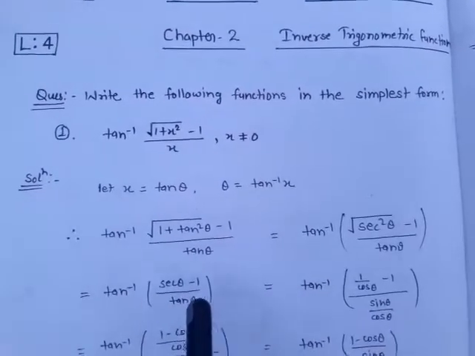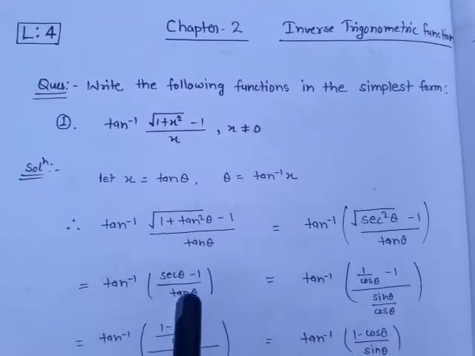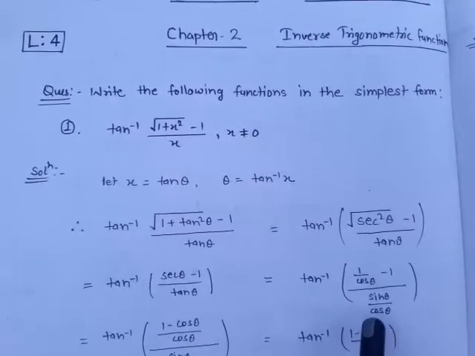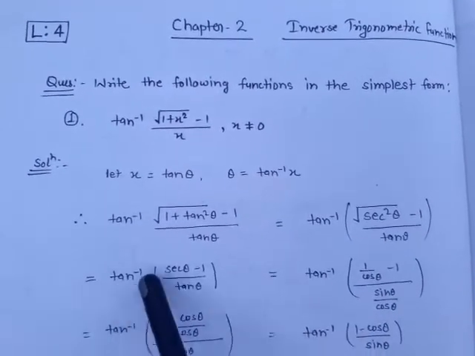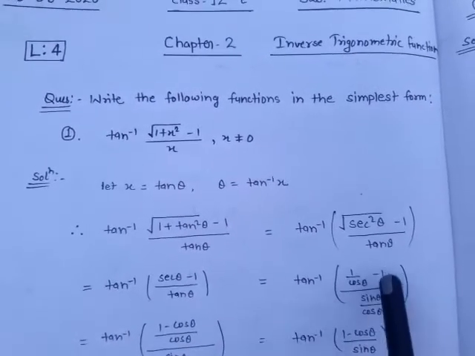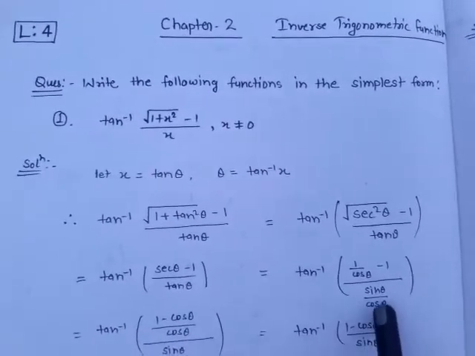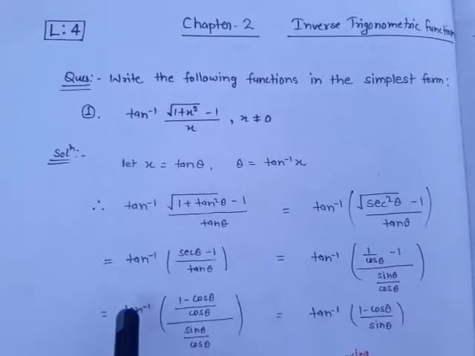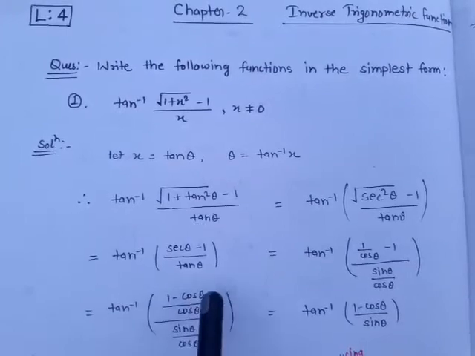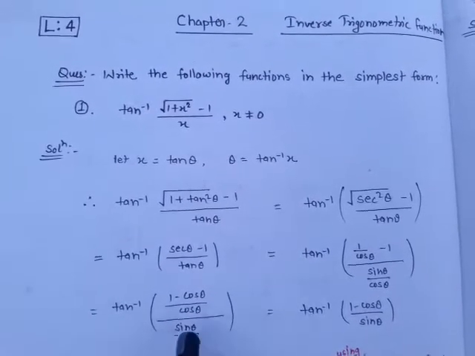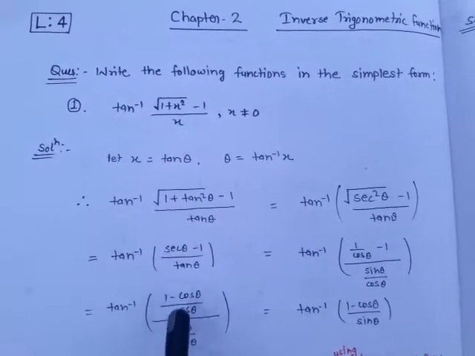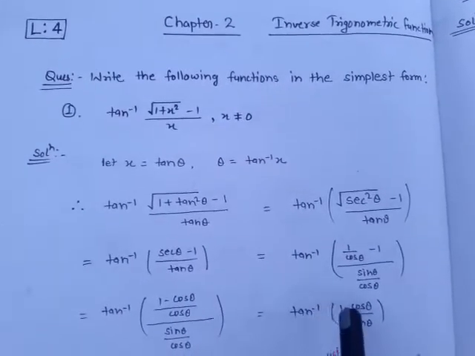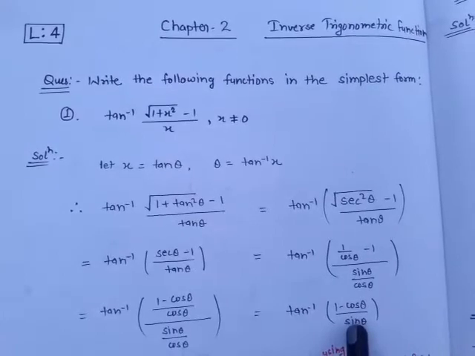This is not a suitable form, so we reduce it further. Sec theta is 1 upon cos theta and tan theta is sin theta upon cos theta. So it converts into tan inverse of (1 upon cos theta minus 1) upon (sin theta upon cos theta). Now in the numerator, taking cos theta as the LCM, we get tan inverse of (1 minus cos theta) upon cos theta, over sin theta upon cos theta. Both denominators cos theta cancel out. We get tan inverse of (1 minus cos theta) upon sin theta.